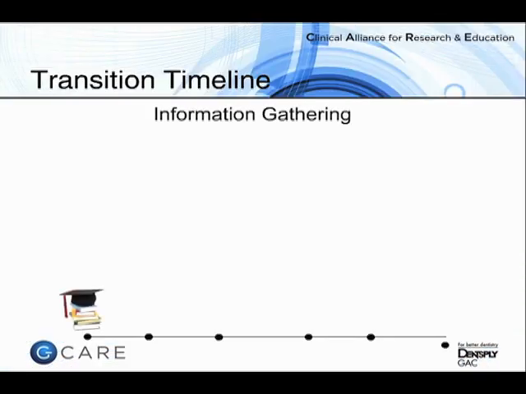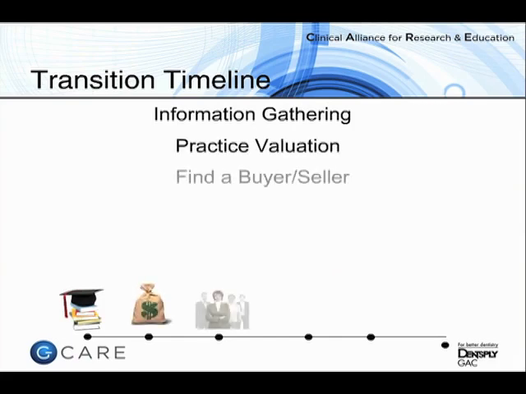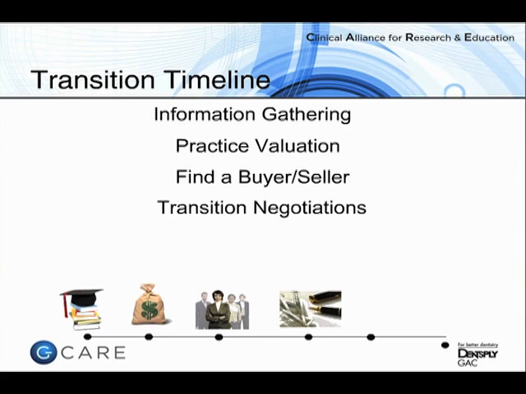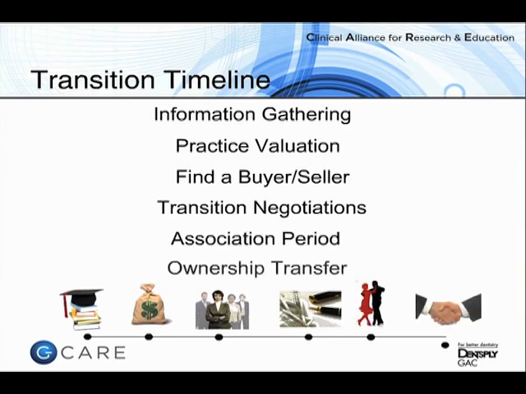The first thing we're going to talk about here is the transition timeline. We have 6 steps on this slide. The first is the information gathering process. The next is the practice valuation piece and finding a buyer or seller. These 2 items are actually interchangeable. We represent a lot of sellers in these transactions. We have sellers that come to us that say, I want to sell my practice. I do not have a buyer yet, but I'd like to start the valuation process and also at the same time find a buyer. We also have sellers that come to us that already have a buyer in mind and say, I already have a buyer. I'm ready to get the process started. So obviously those 2 are interchangeable.